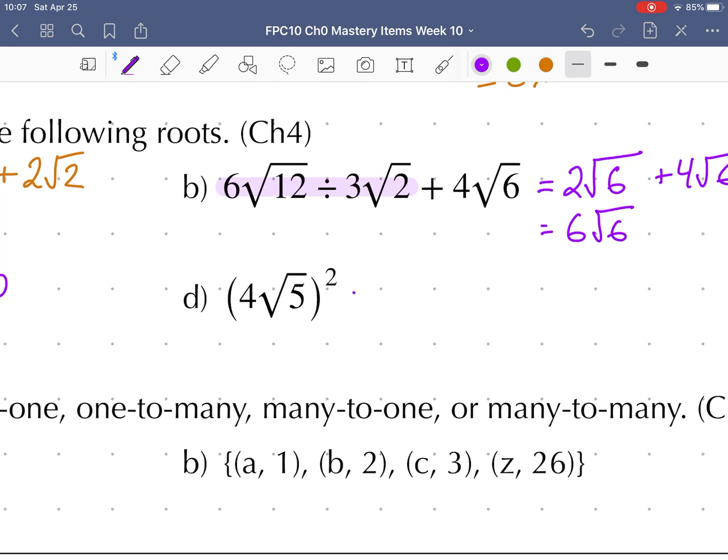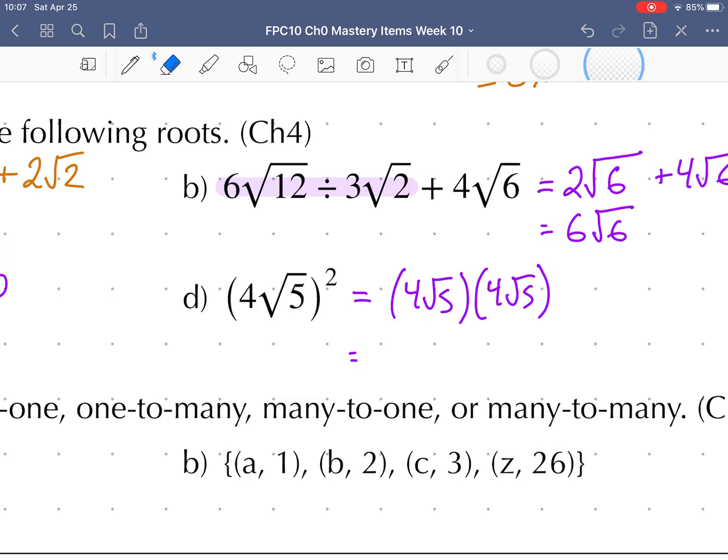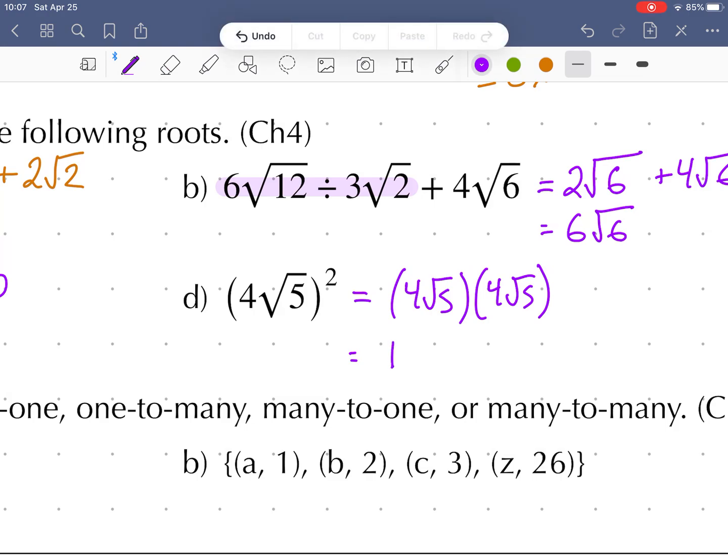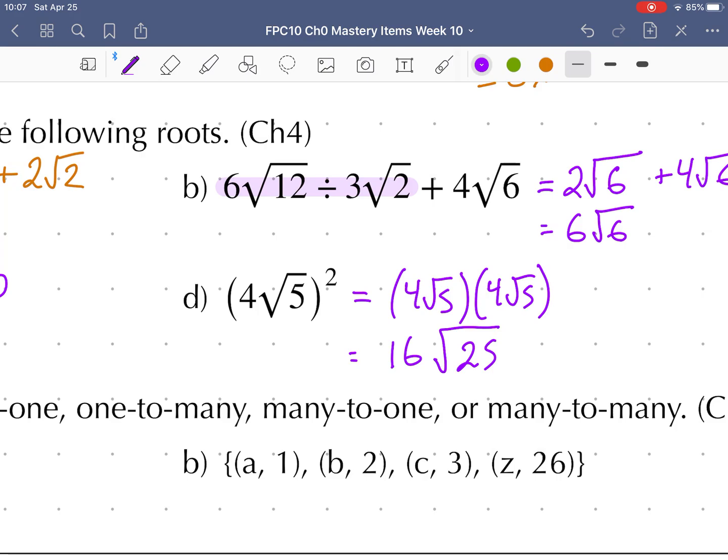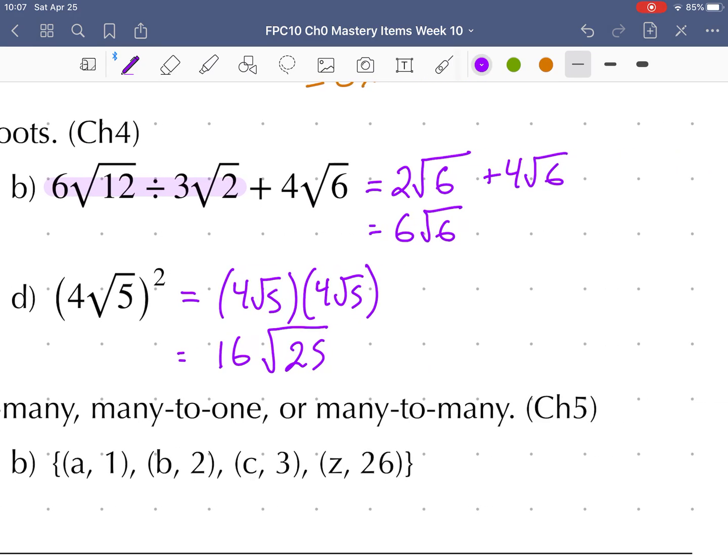In letter D, 4 square root 5 squared. Now that square applies to everything in the radical. So we get 4 square root 5 times 4 square root 5. That's going to be equal to 8. No, it's not equal to 8. 4 times 4 is not 8. 4 times 4 is 16. And 5 times 5 is 25, so it's the square root of 25. Now the square root of 25 is an easy number to work with, so it's 16 times 5, and 16 times 5 is 80.